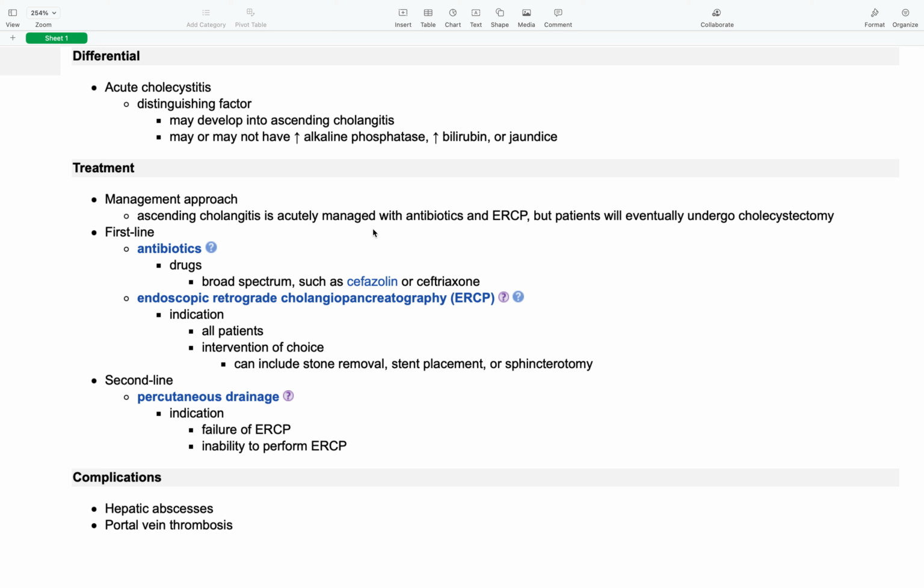So the management approach in cholangitis is to treat the infection. Okay, you start with antibiotics and you do an ERCP. And a very high yield nugget is that patients will eventually undergo cholecystectomy as well. Okay, so you start with antibiotics, broad spectrum, such as cefazolin or ceftriaxone, but more specific is piperacillin tazobactam, or ciprofloxacin with metronidazole. Okay, and then ERCP is indicated in all patients, and can help in removal of the stone, stent placement, or sphincterectomy.